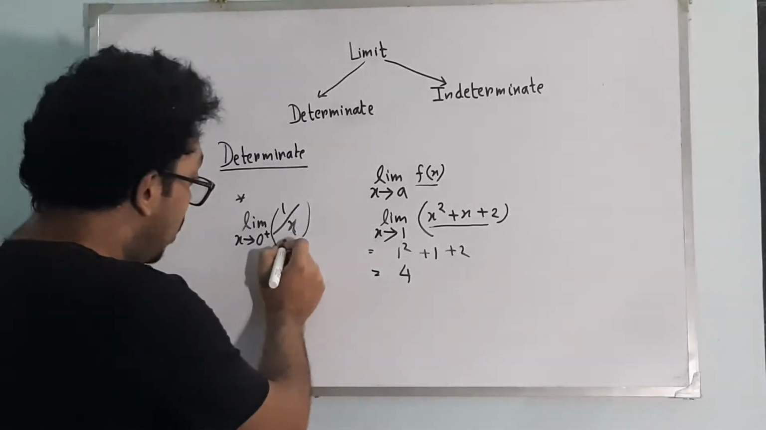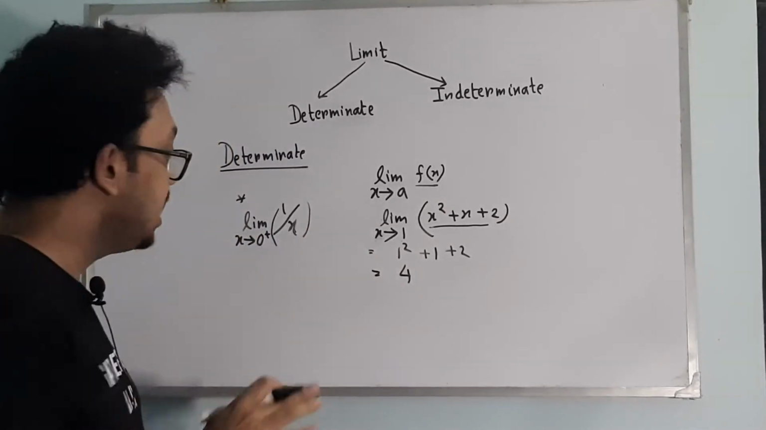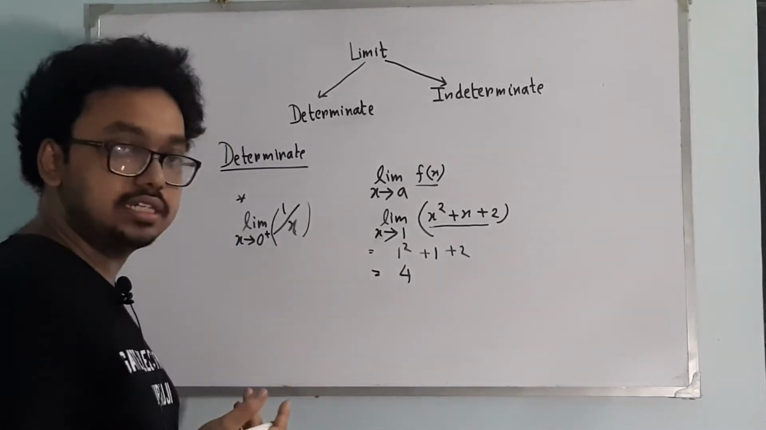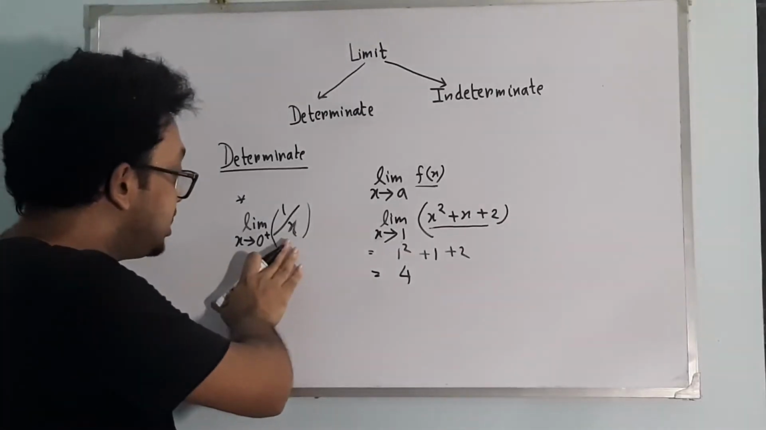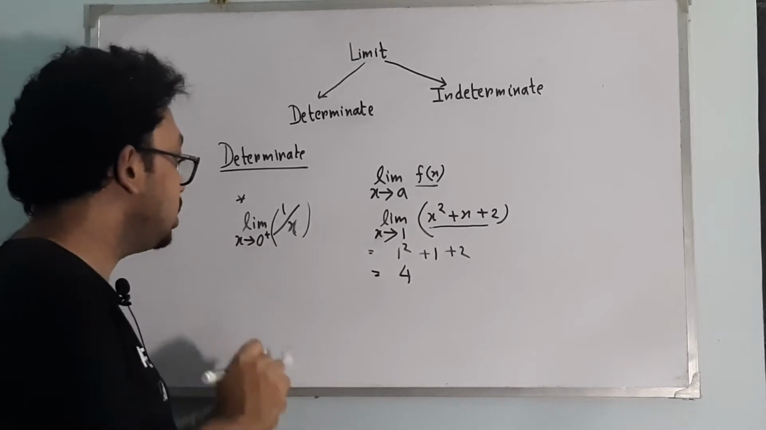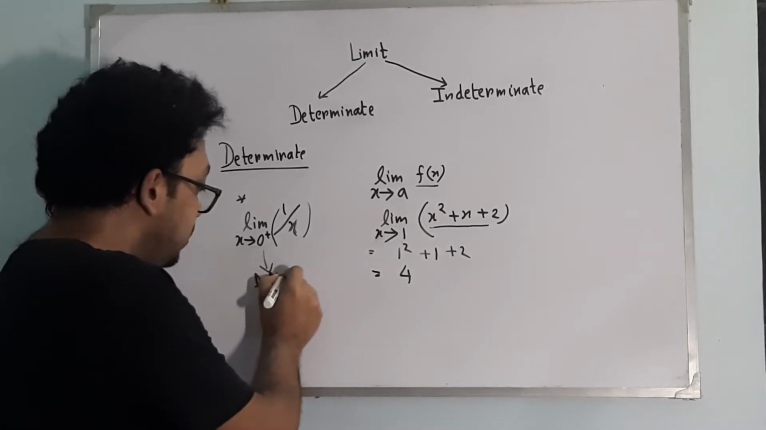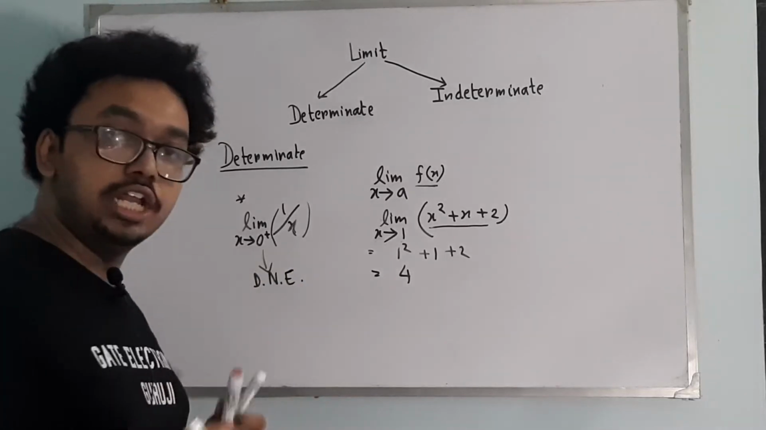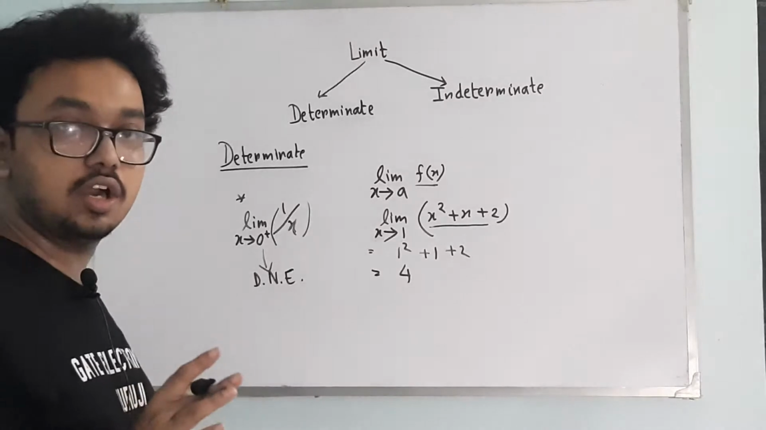So here you observe, just observing the function, you can say that the limit does not exist because infinite is not a number, right? So here just by observing the function, you can say that the limit does not exist. DNE means does not exist, right? You did not have to do any manipulation to check whether the limit is existing or not.